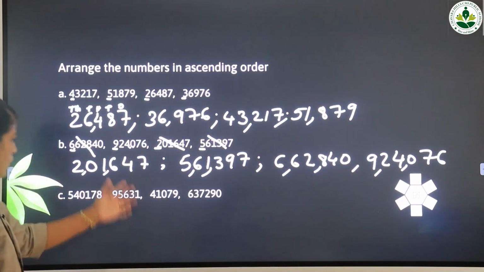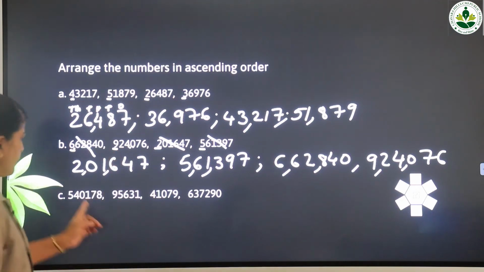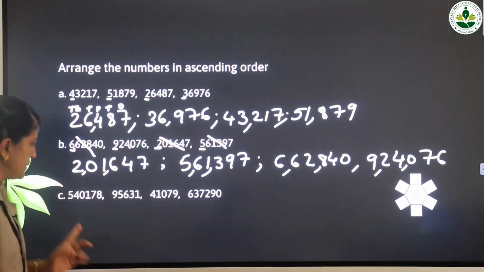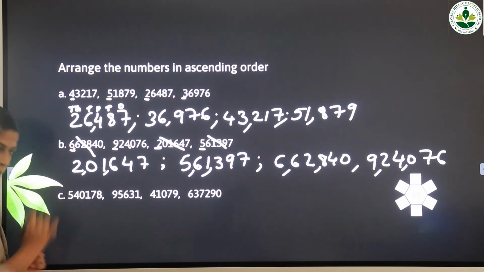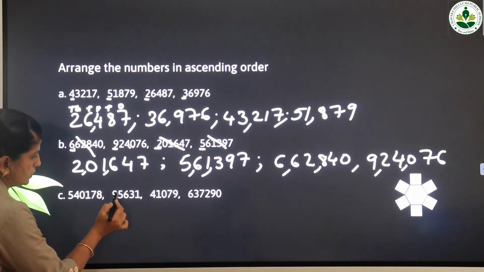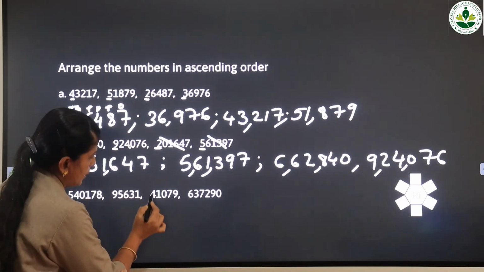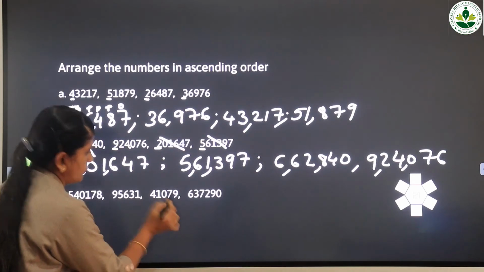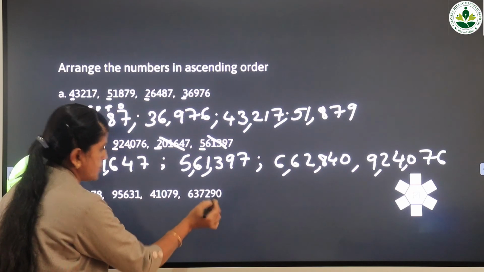9,24,076. One more question is here. Arrange in the ascending order. Okay, count the number of digits. The first number contains 1, 2, 3, 4, 5, 6 digits. The second number contains 1, 2, 3, 4, 5. The third number contains 1, 2, 3, 4, 5. The last number contains 1, 2, 3, 4, 5, 6.